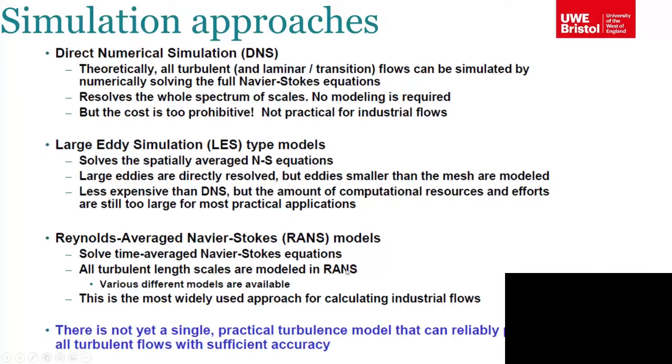Then Reynolds averaged models. Here you average them and solve the time-averaged Navier-Stokes equations. All turbulent length scales are modeled, meaning you give an approximation for them all the time. RANS, or Reynolds averaged Navier-Stokes equations, are the most widely used method.